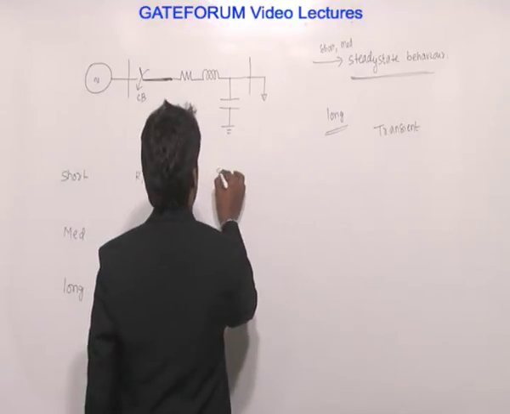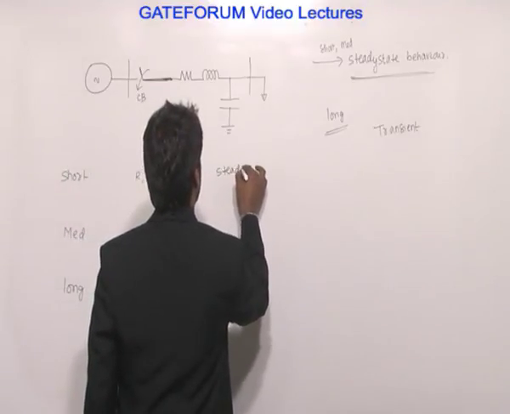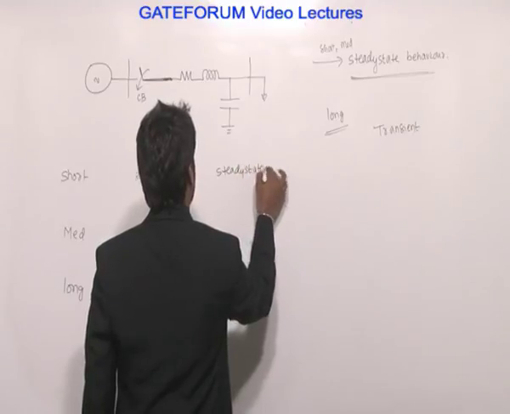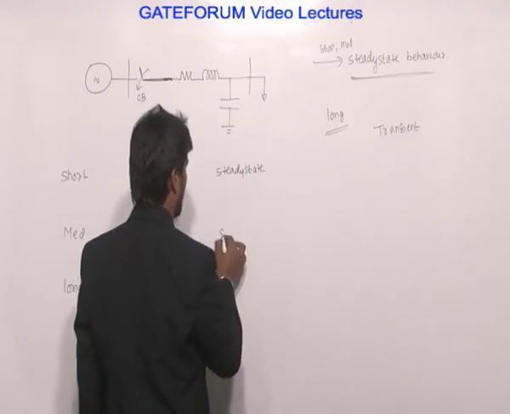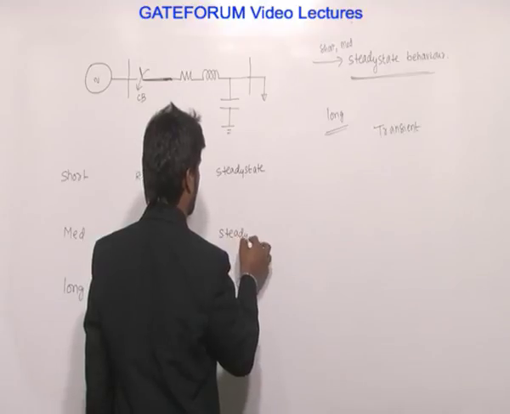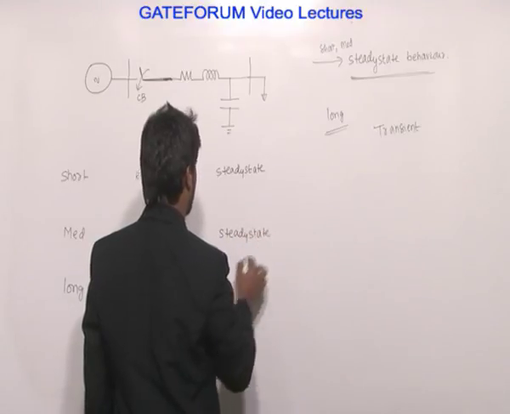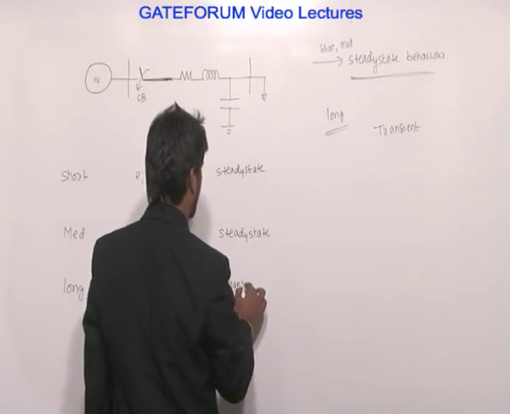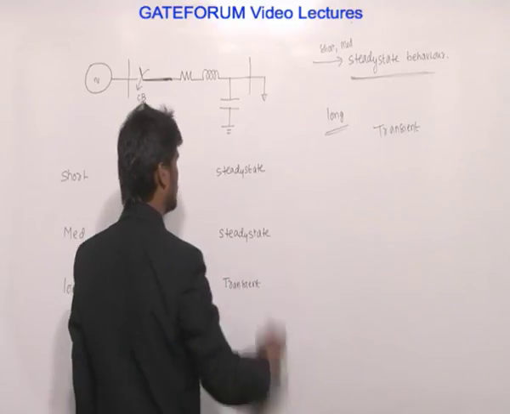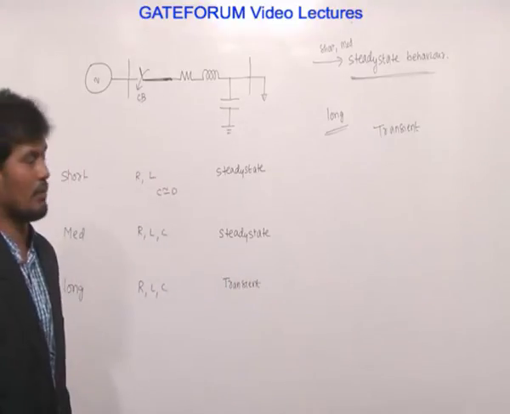Whenever it is taking less time, the short transmission line is represented by steady state behavior. But a long transmission line will take more time, hence it will be represented by transient behavior.